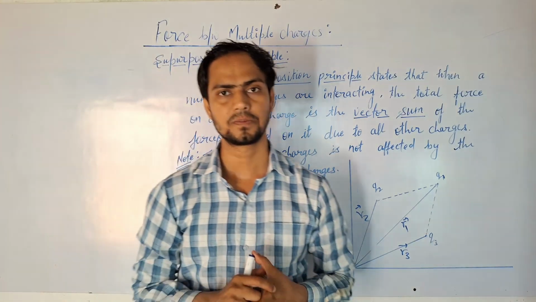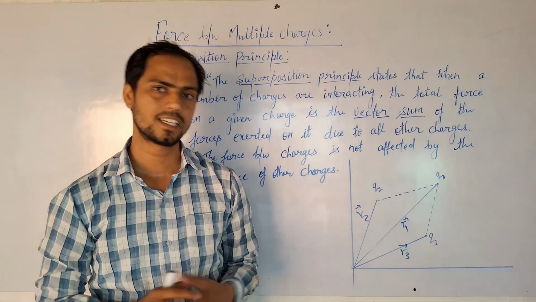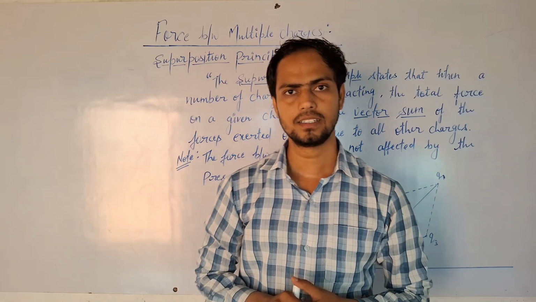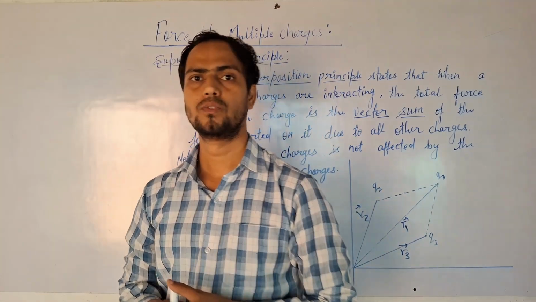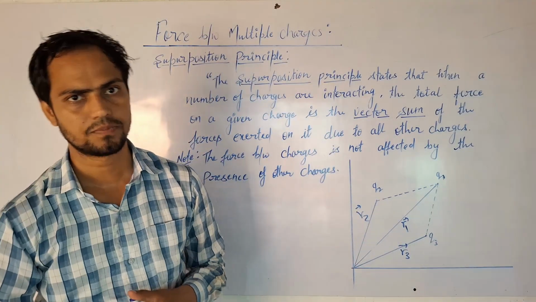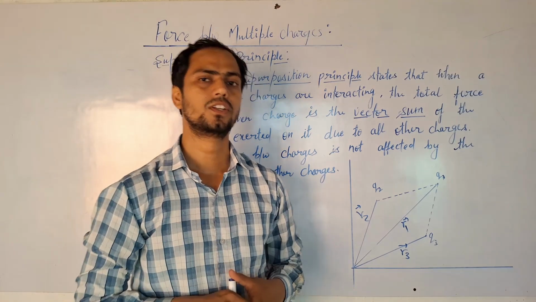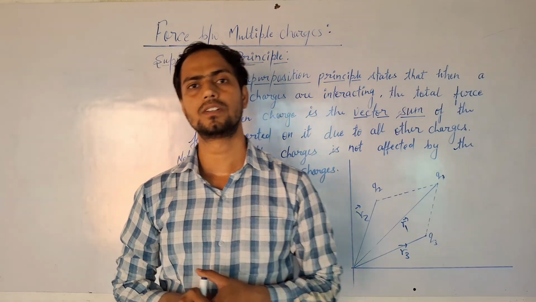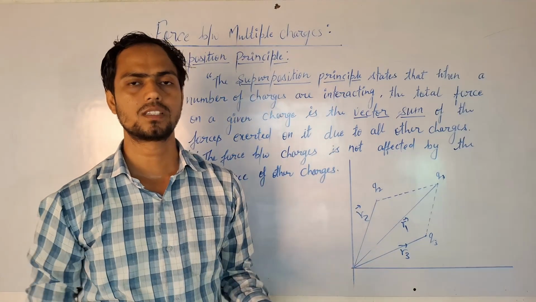Let us consider a situation. You are sitting in a classroom and two of your friends are pulling your chair, one friend from the right side and one friend from the left side. What will happen? Will you move only because of one friend, or will your motion depend on both pulls together?